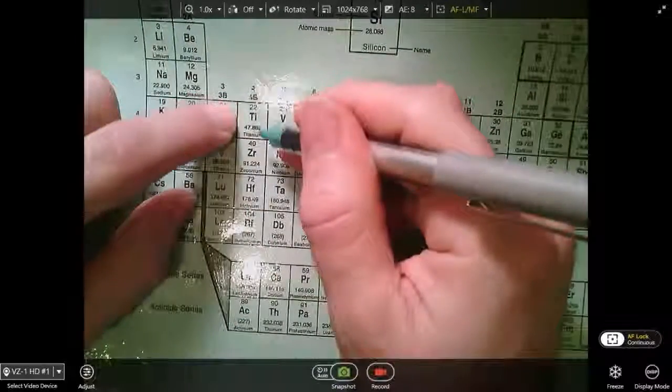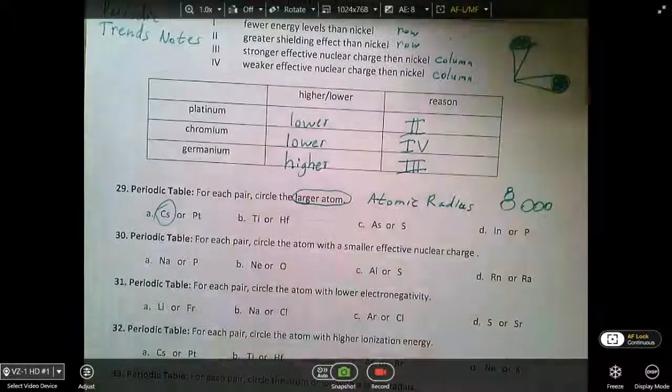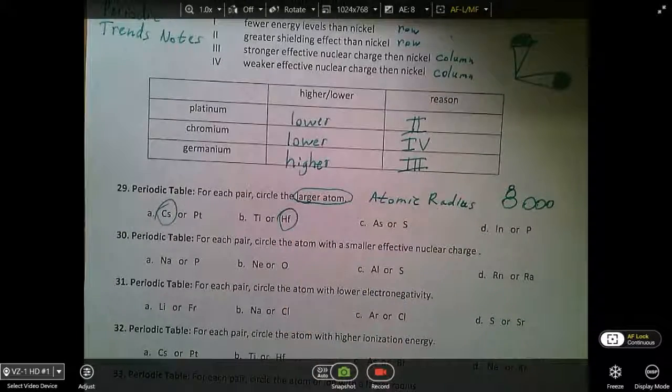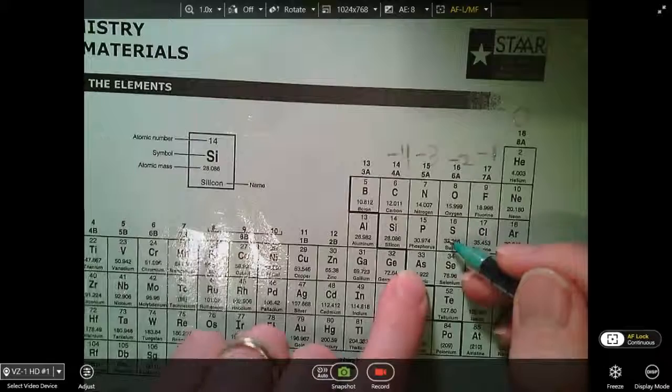Hafnium right there. So as we go down, it gets bigger. So hafnium is going to be bigger. As we go down, it gets bigger. Hafnium is bigger. As and S. So I know where S is. It's right here. As is right there.